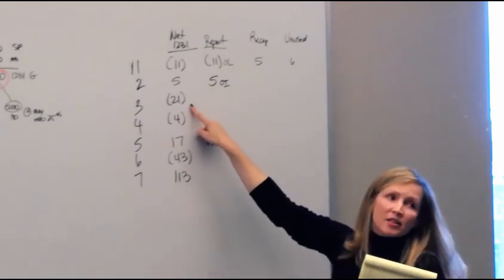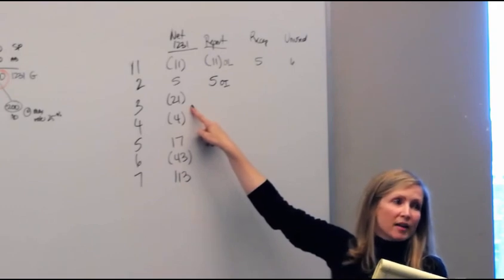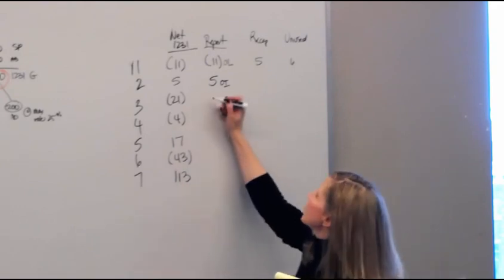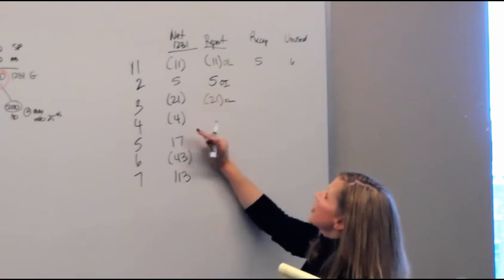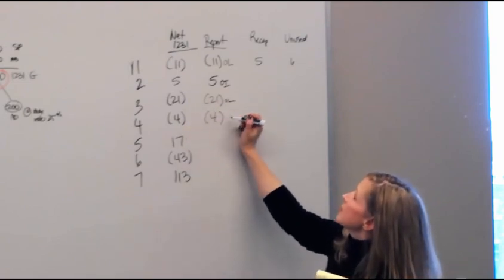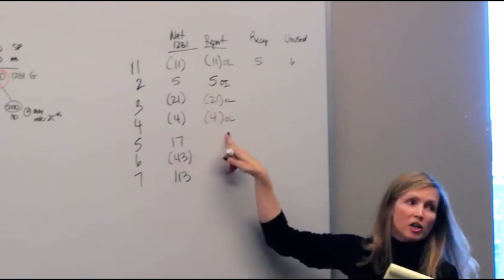Year 3 comes along, it's a loss, okay? This rule doesn't apply in a loss year, so nothing to be done. They're gonna report all 21 as ordinary loss. Same thing here, doesn't apply in a loss year, it's all gonna be ordinary loss.